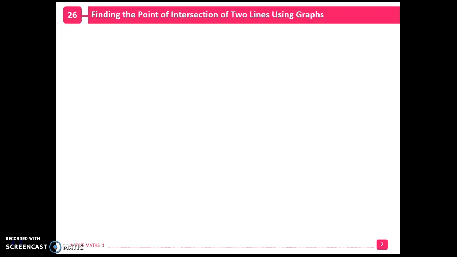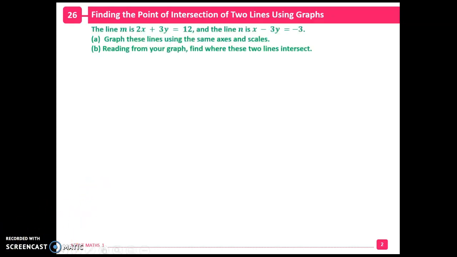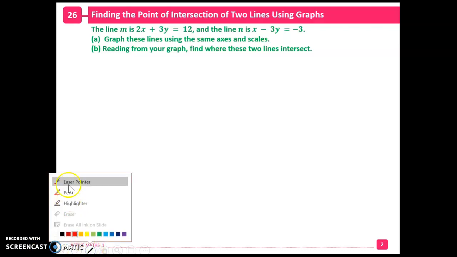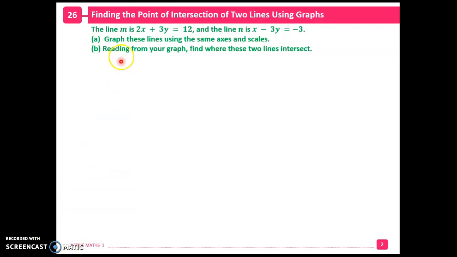So an example that we have been using. The example we're given here, we've got two equations. One of them has been given the name m, it's just a name, and the other one has been given the name n, again just a name. The first one says 2x plus 3y is equal to 12.